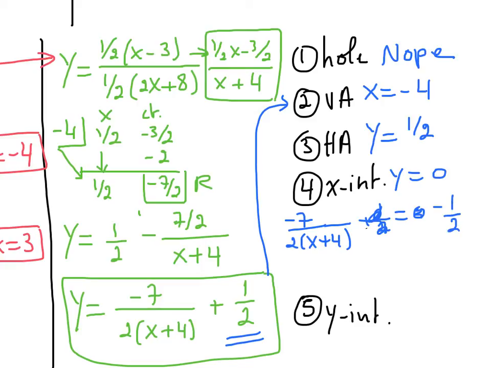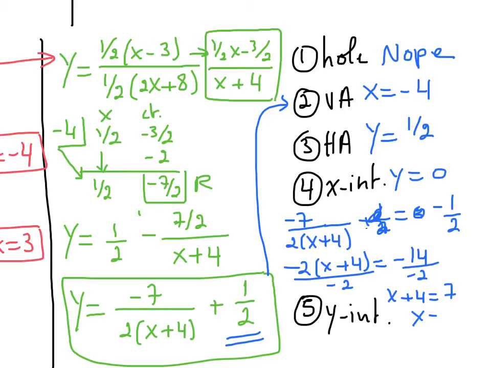And cross multiply. So 2 times x plus 4 equal to -14. Divide by -2. You will end up with x plus 4 equal to +7. Subtract 4, x equal to 3.